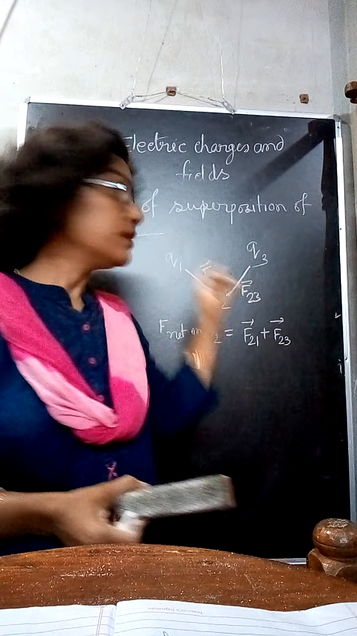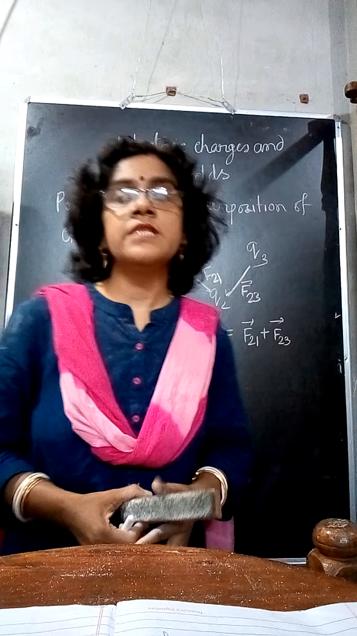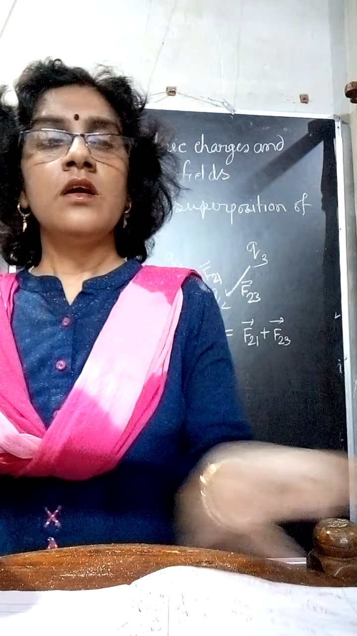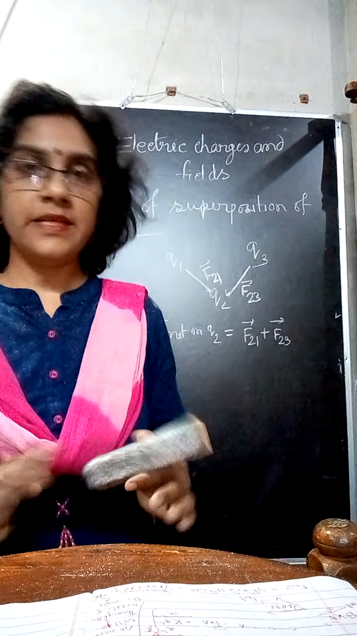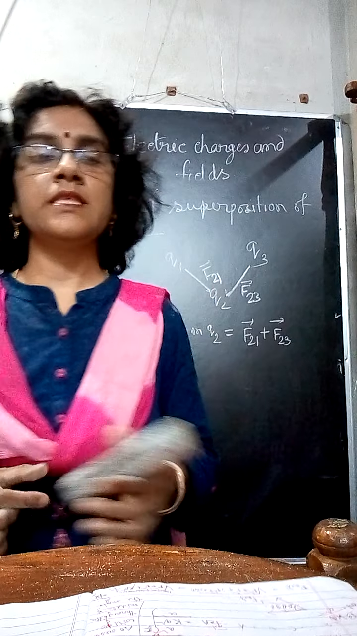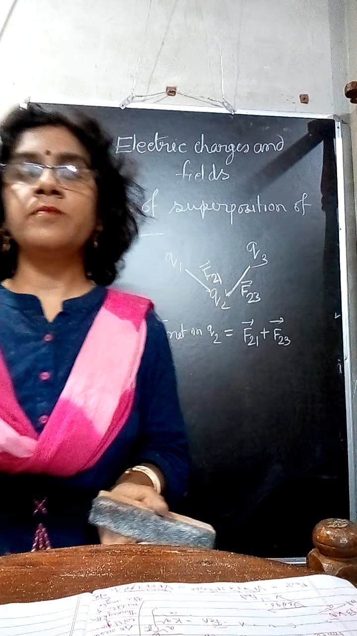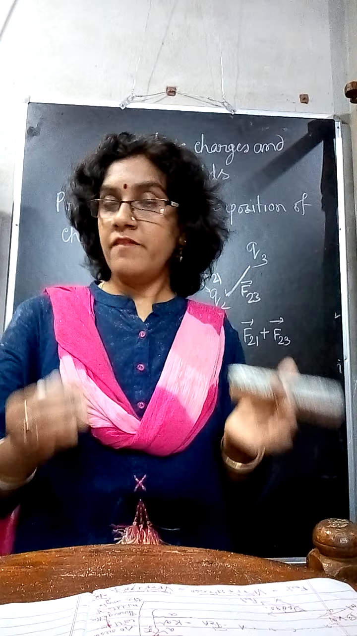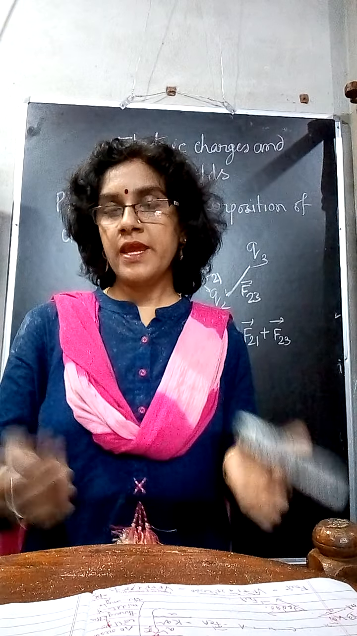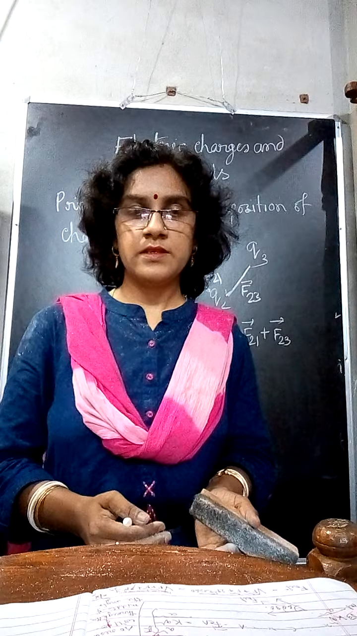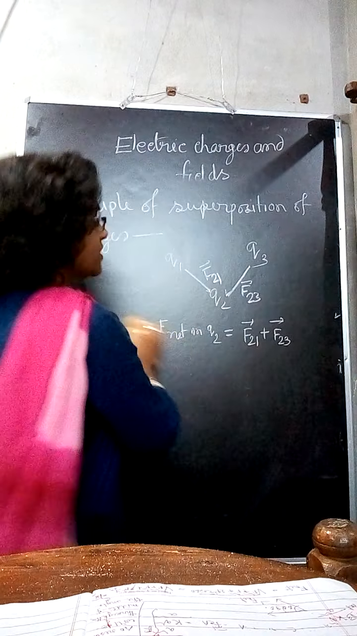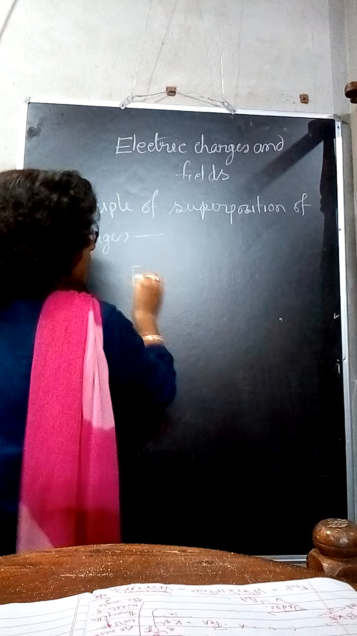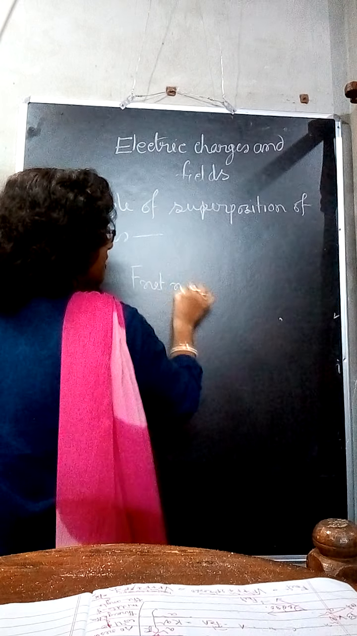So the principle of superposition of charges says that in a system of charges, the force on any charge body is the vector sum of the forces due to the remaining charge bodies. Suppose there are n number of charges, then what will be the force on the nth charge body?